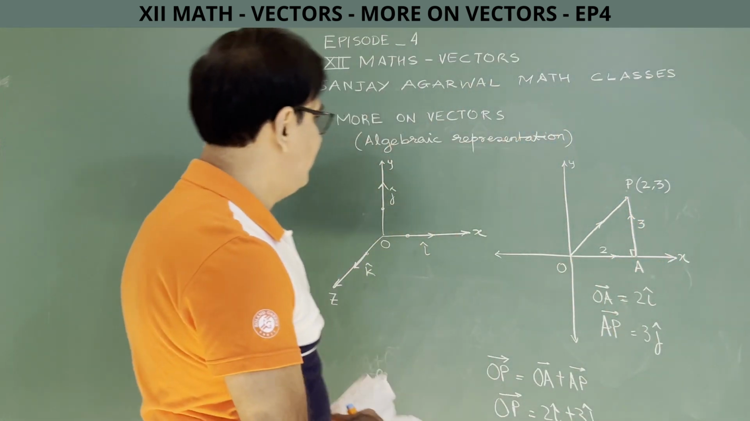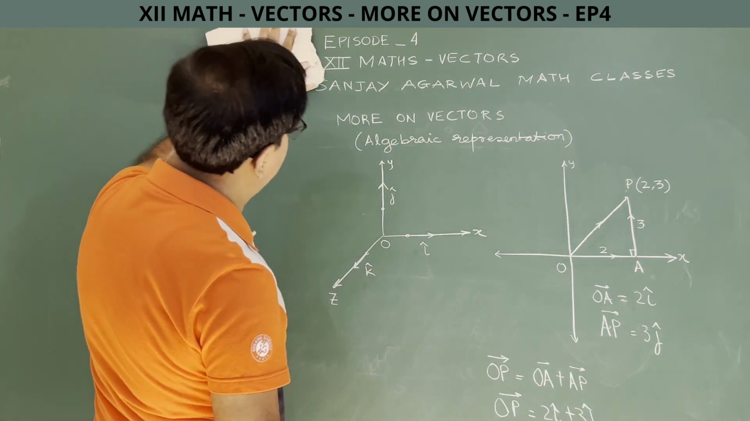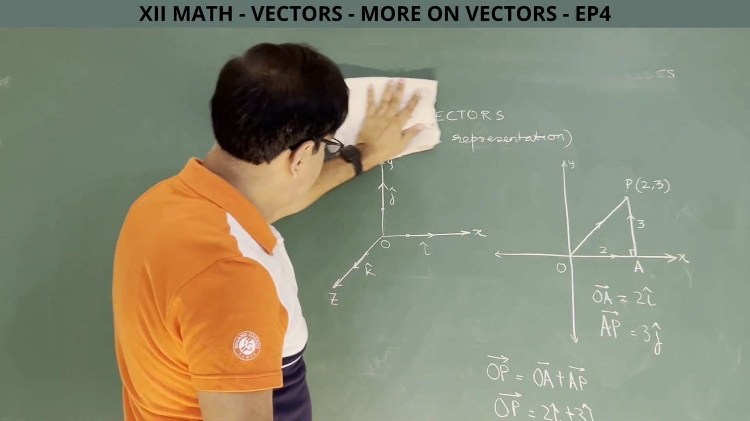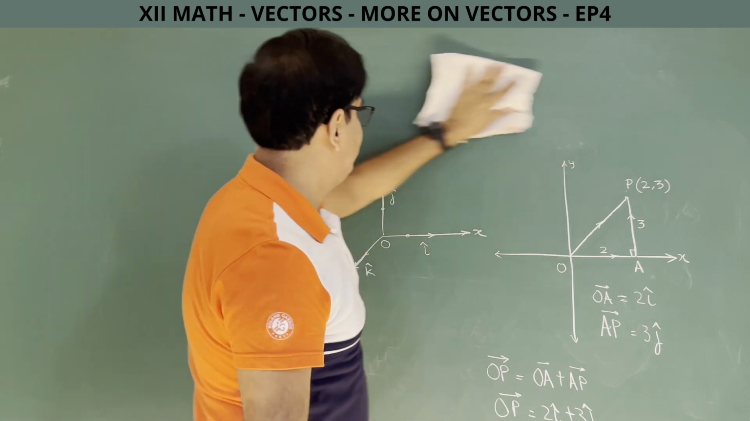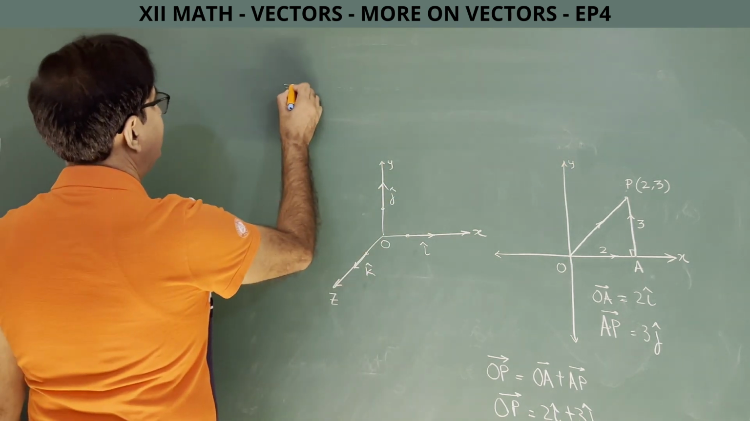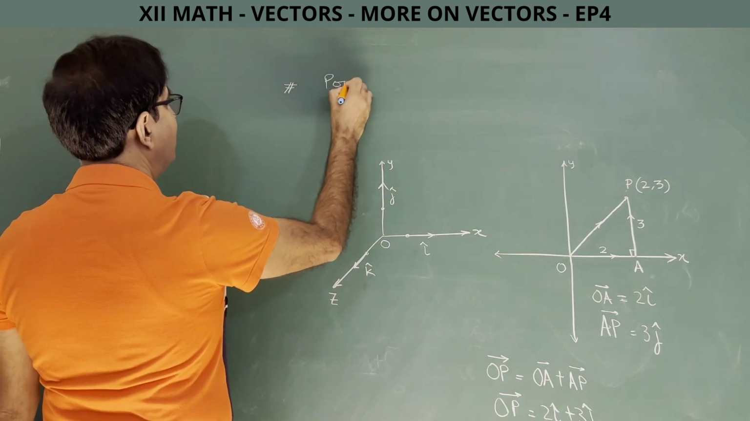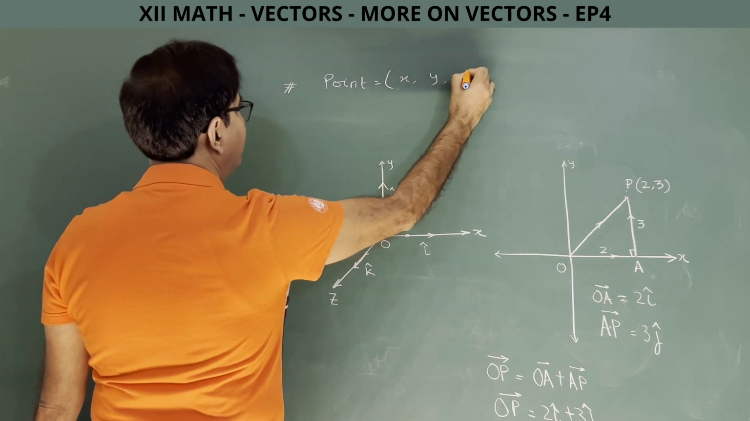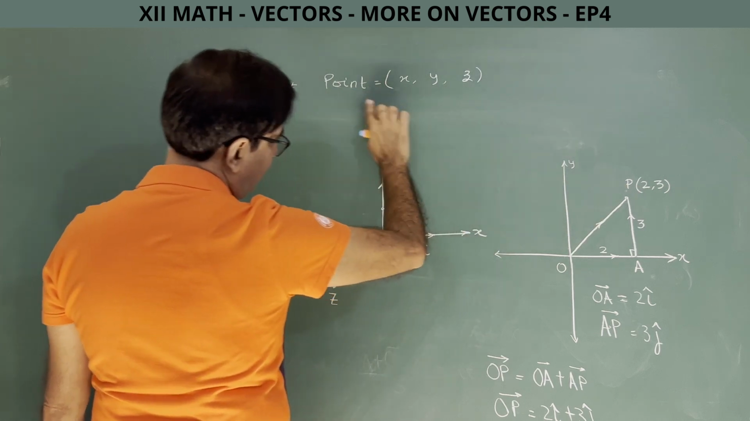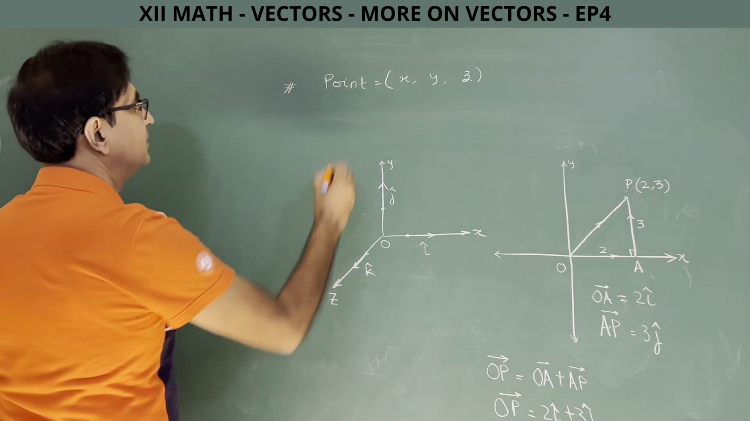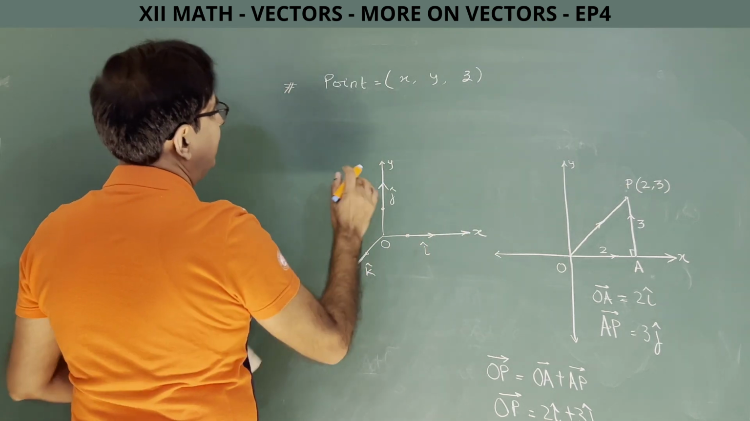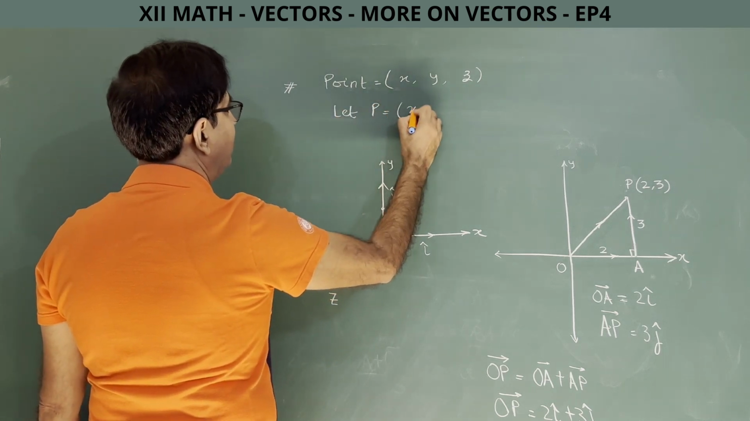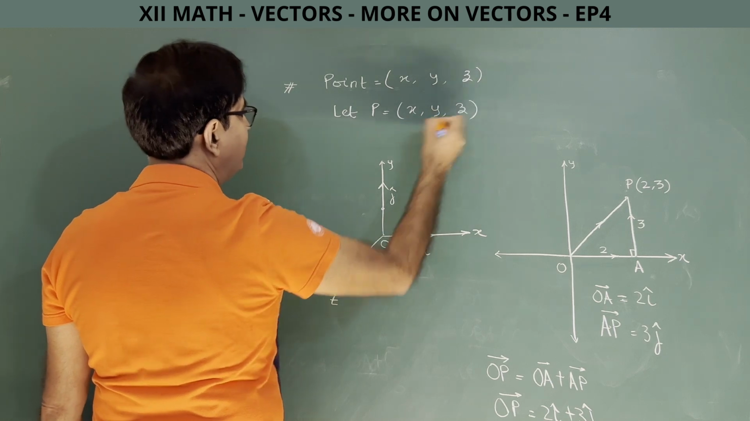So let's create a formula for you. So I am going to rub off the introduction portion from the top. So I have some more space. Now I give you the first formula. Alright. Suppose you have a point whose coordinates are x, y and z. Instead of taking 2, 3, I am now making a 3-dimensional vector. So let me give this point a name. Let P be having coordinates x, y, z.